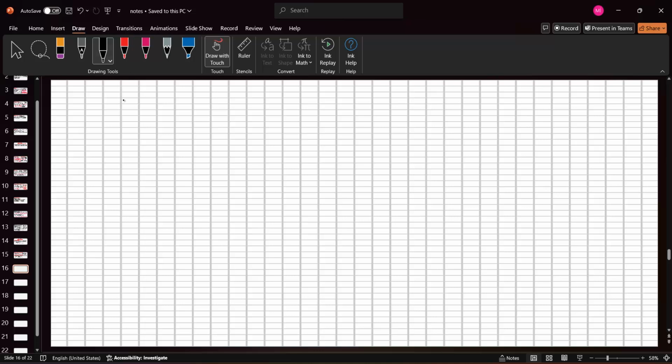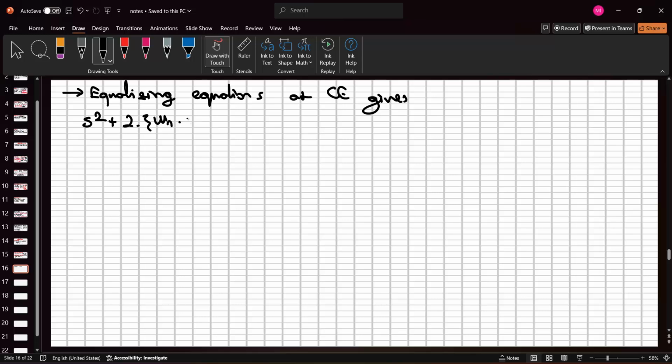Okay, so we have two equations in here, and so we need to equalize these terms. Equalizing equations at the characteristic equation gives us s square plus 2 zeta omega n s plus Wn square is equal to 0. This is the general form of the characteristic equation.